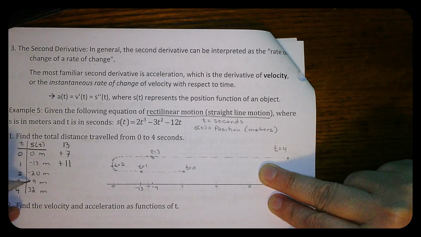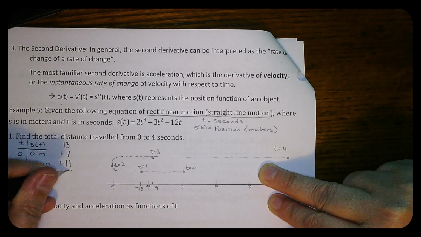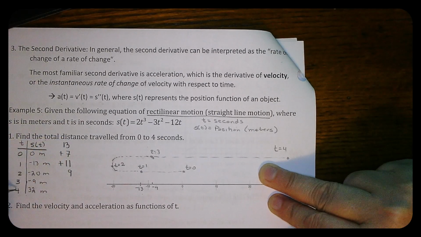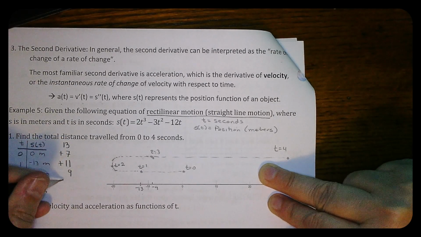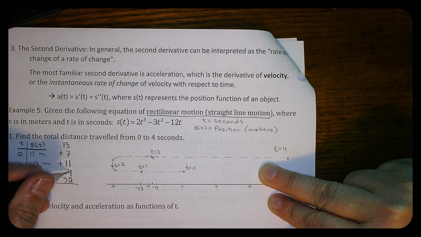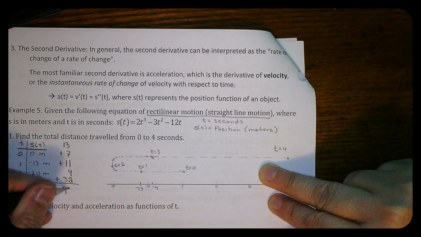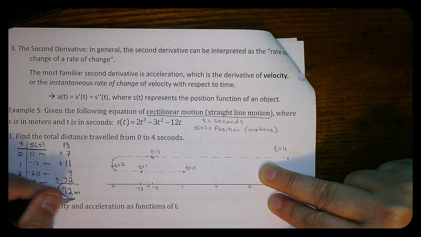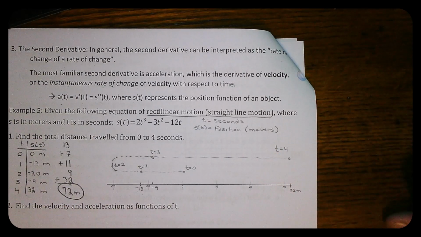So I'll break this up. From -9 to 0, you went 9. And then from 0 to 32, you went 32. So if we add all of those up, that's 72 meters is the total distance traveled. So that's a little different. That's how you do straight line motion.